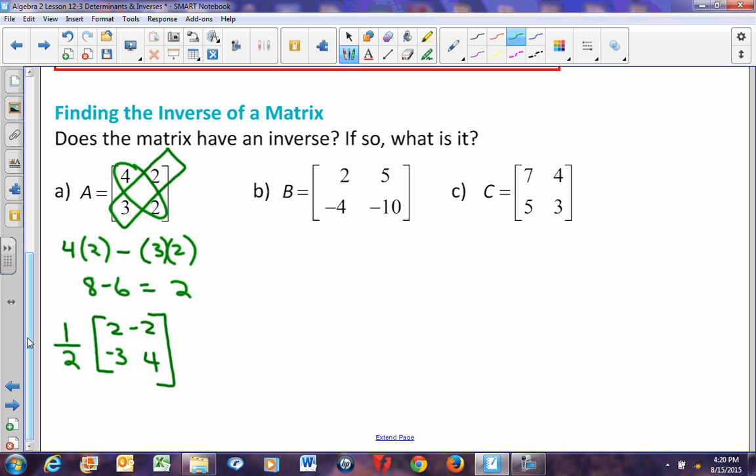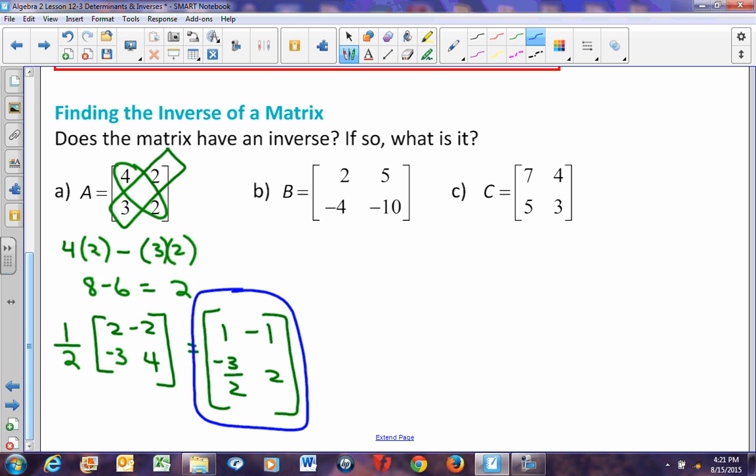So now I have to multiply this out. Now this is scalar multiplication. So 1/2 of 2 is 1, 1/2 of negative 2 is negative 1, 1/2 of negative 3 is negative 3 halves. Yes, I want it in fraction form, not decimal form, and 1/2 of 4 is 2. So there's the inverse for the matrix that we have. So yes, it has an inverse, and that's what the inverse is. Okay, so my inverse matrix is right here. 1, negative 1, negative 3 halves, 2.